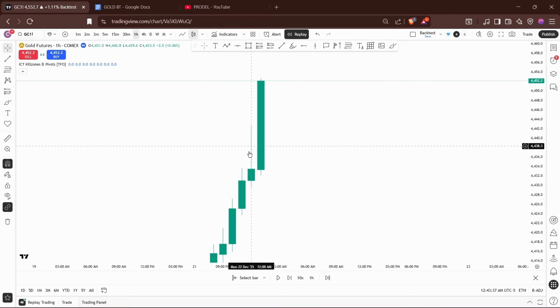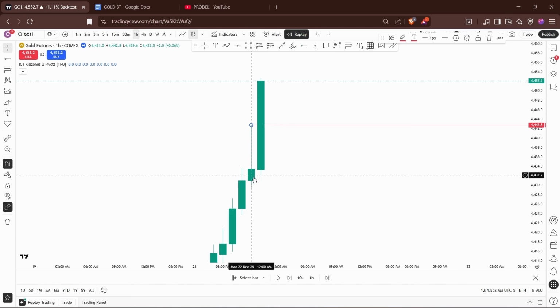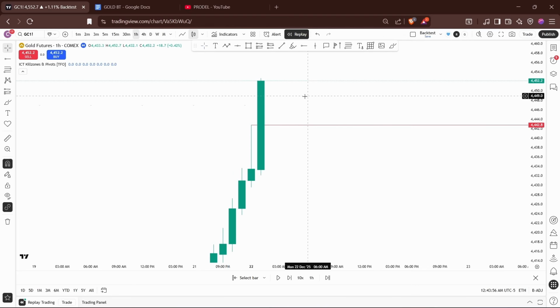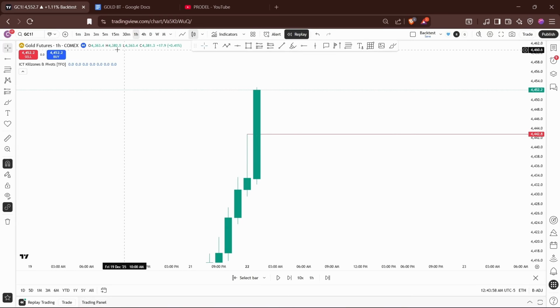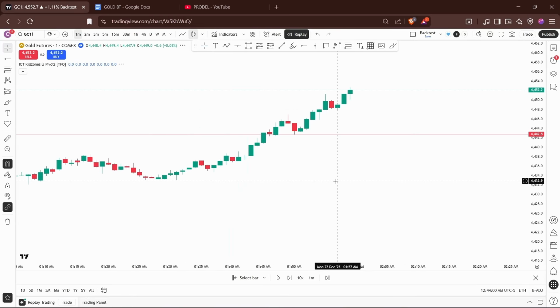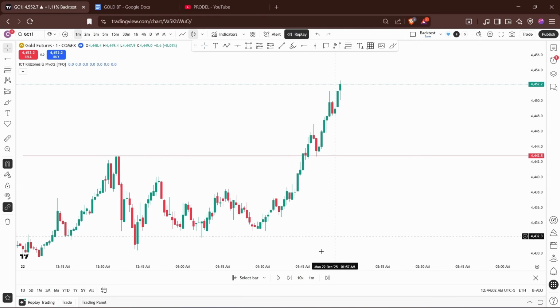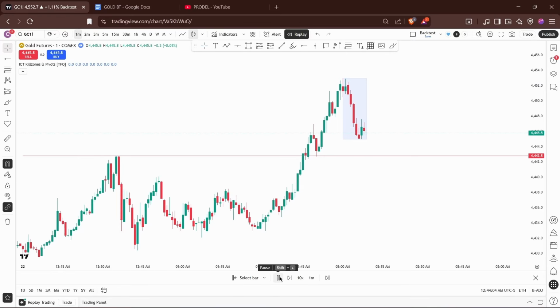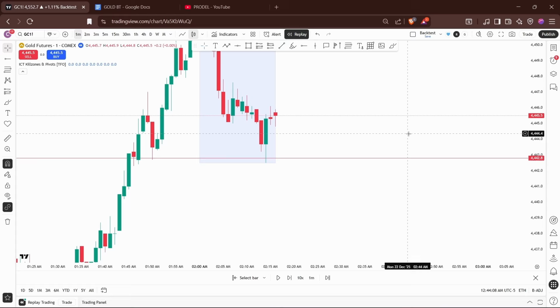Like this, this 12 a.m. candle is broken by this 1 a.m. candle. So this 12 a.m. candle high becomes the POI for the 2 a.m. candle. Let's wait for the market to reach our POI. Here we can see it reached our POI.